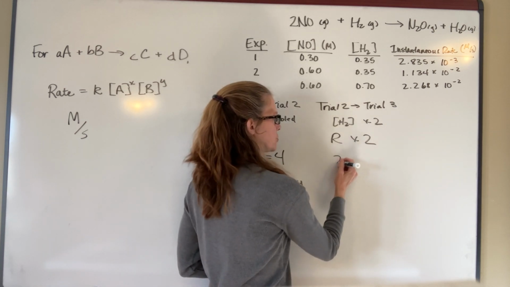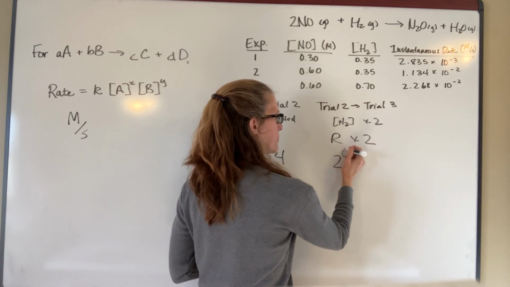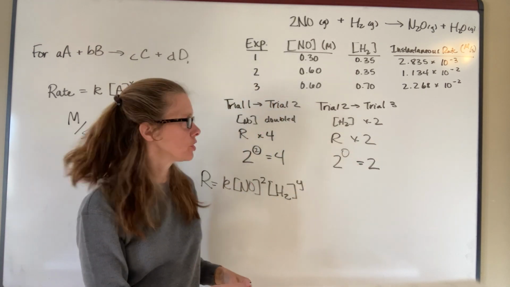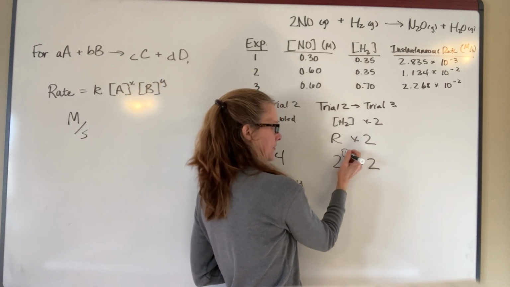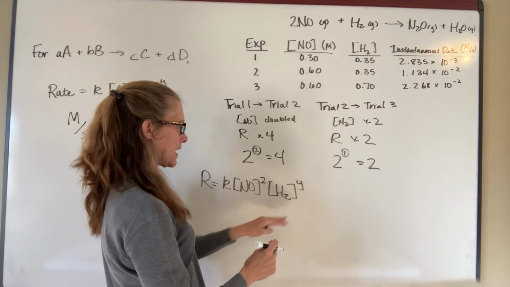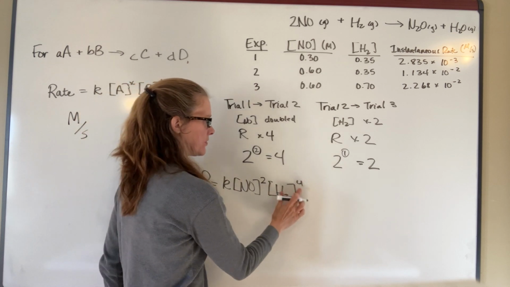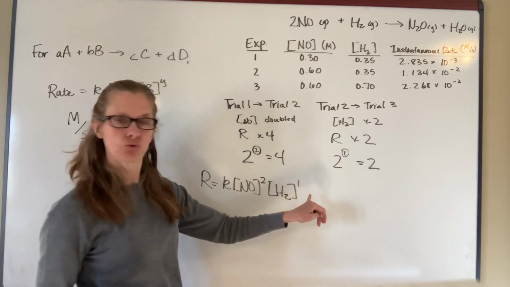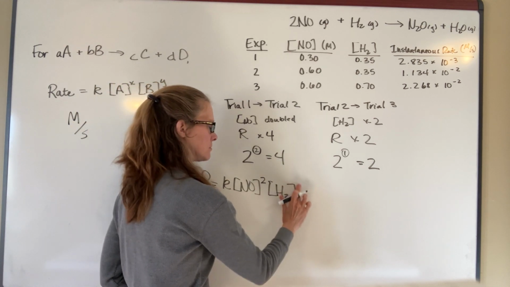So if the concentration doubles, what power do I raise that to get a 2? Well, it's going to be a 1, okay? And so that tells me that this y here is going to be a 1, but of course we don't normally write to the 1st power. Normally we just leave it that way.